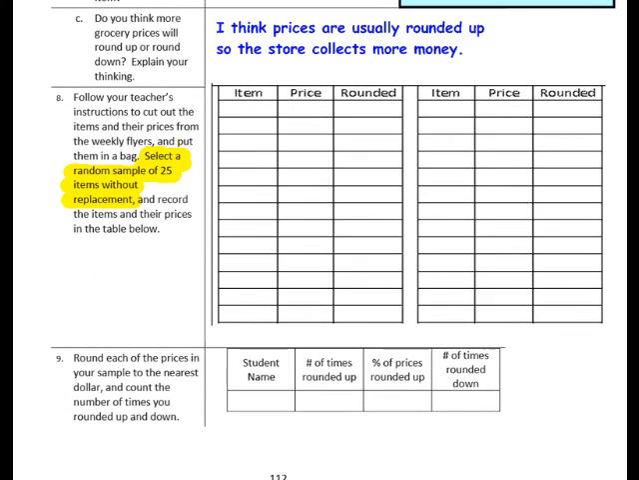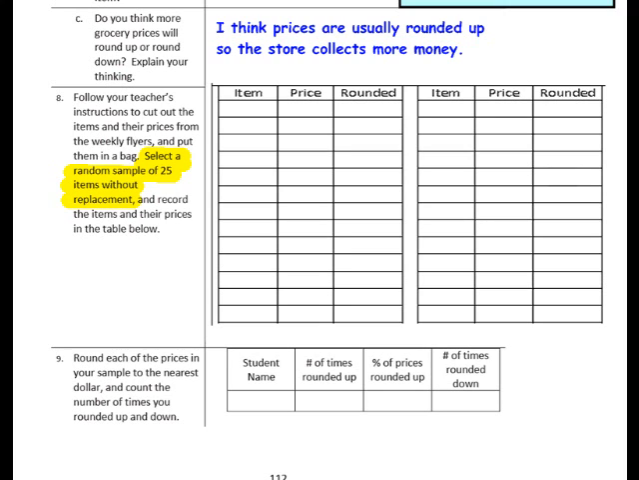Question 8. Follow your teacher's instructions to cut out the items and their prices from the weekly flyers and put them in a bag. Okay, we've already done that. Our bag is ready. Select a random sample of 25 items without replacement and record the items and their prices in the table below. So when we do our random sample, this one we're going to do without replacement, which means we take out the piece of paper, we write down the item, and then we don't put it back.